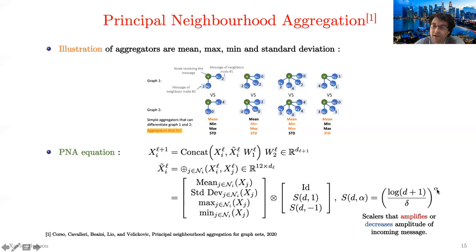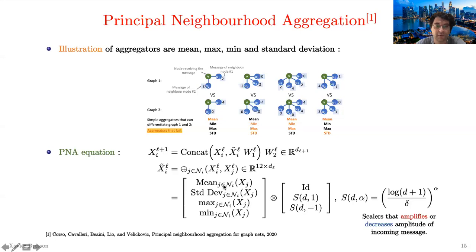So what you're going to do is amplify these aggregators with the degree of the node. Sometimes it's good to amplify this signal. Or sometimes you actually want to decrease the amplitude of this signal by taking D to the power minus one, so one over D, to decrease the amplitude with respect to the number of neighbors. And sometimes you don't want to do anything, so you just put the identity, one. They are just scalers to amplify or decrease the amplitude of these aggregators.